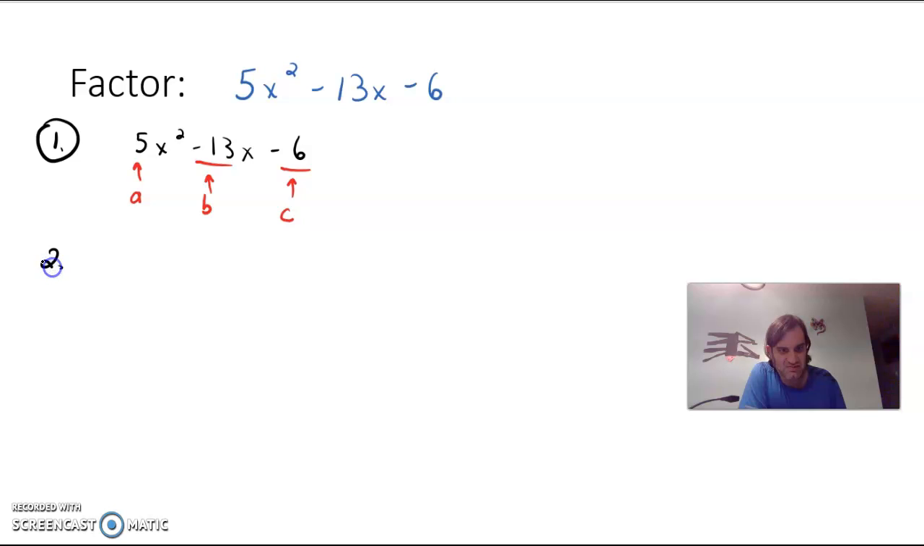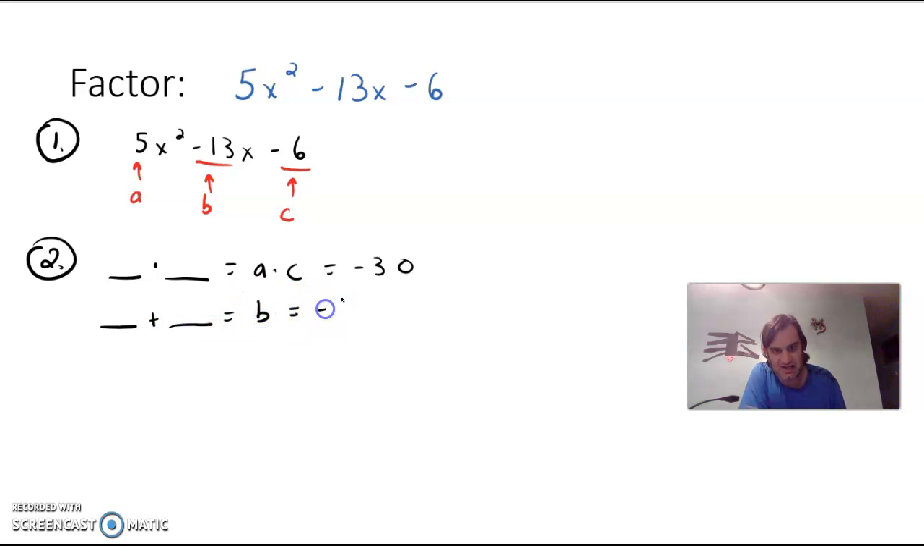So here we need two numbers that multiply together to give us a times c, which will be negative 30. Those two numbers also have to add up to be b, which is negative 13. So keep in mind what we got here. We got two numbers that multiply together to give us a negative, so that means the two numbers must be different signs. One of them would be positive and one negative for that to happen. And they add up to give us a negative, so the bigger number has to be negative.